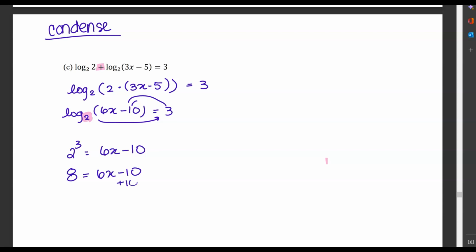We're going to add 10 to both sides, and we end up with 18 equals 6x. We divide both sides by 6, we see that x equals 3.